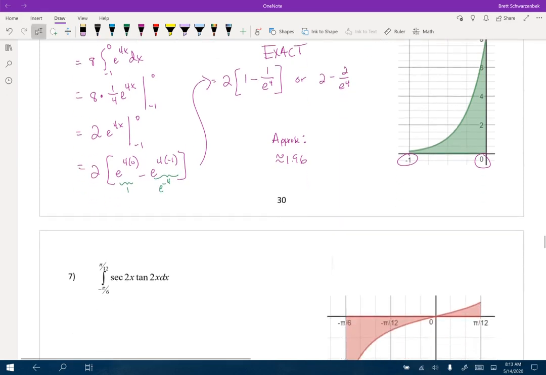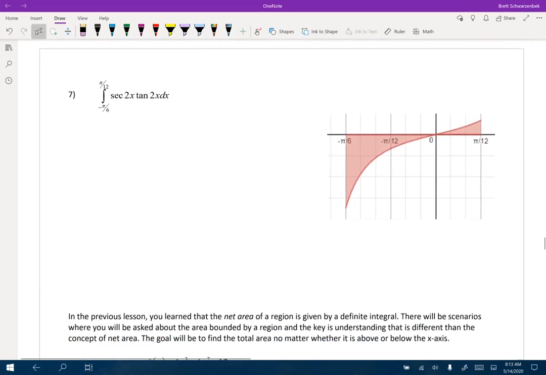Last problem of this component of examples. Why not do some trig, right? I think that would be the best thing to do. So we end up with, we're looking for the area under the curve secant 2x tangent 2x from negative pi over 6 to pi over 12.